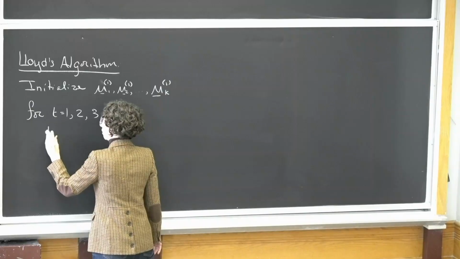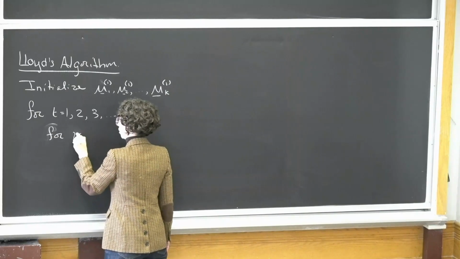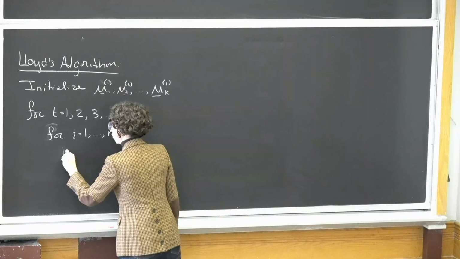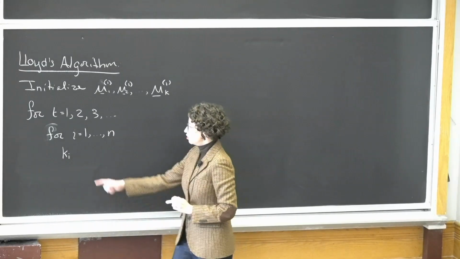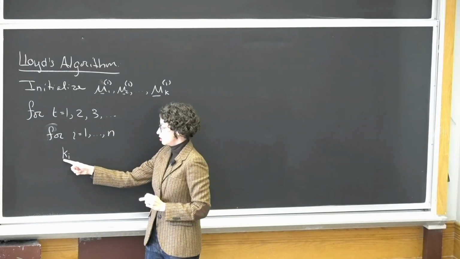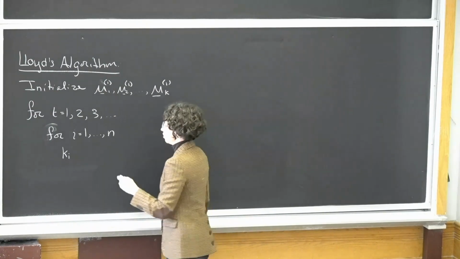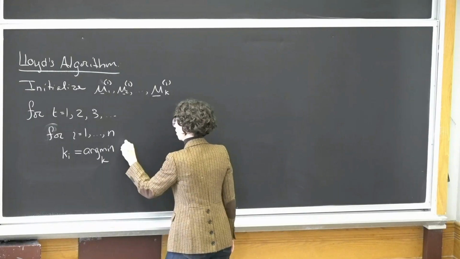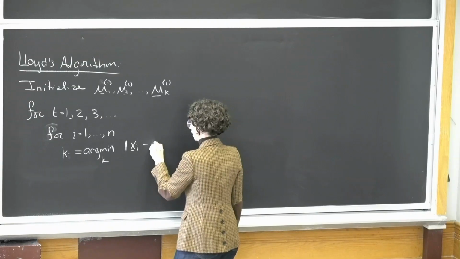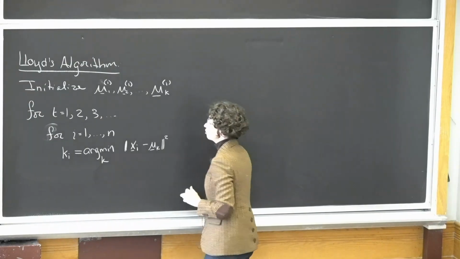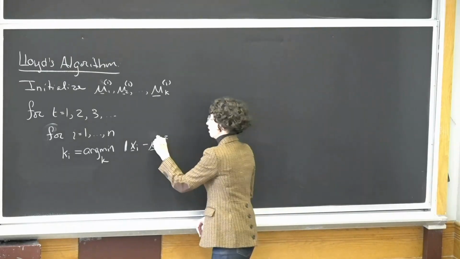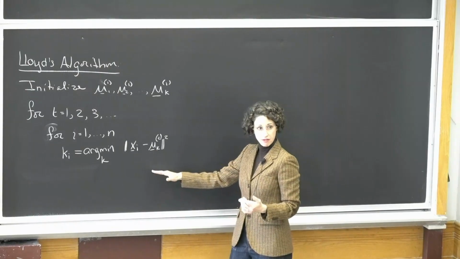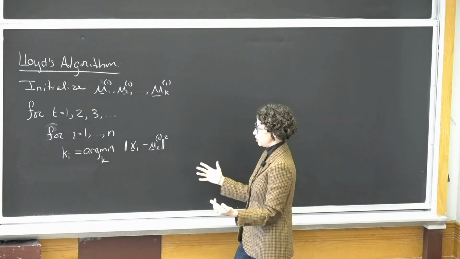So for i equals 1 to n, we're going to go through all of our training samples. And for each sample, we are going to set k_i. This is going to tell us for the ith sample, which cluster k does it belong to? And so this is going to be the arg min over k of the distance between x_i and mu_k. So we're just trying to find whichever cluster mean we are closest to, and we're going to use our current estimate of the mean. So now what we have is an estimate of which sample is within which cluster.